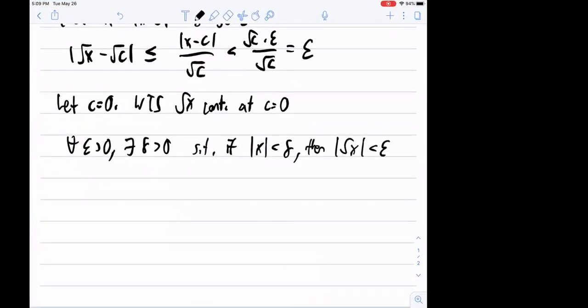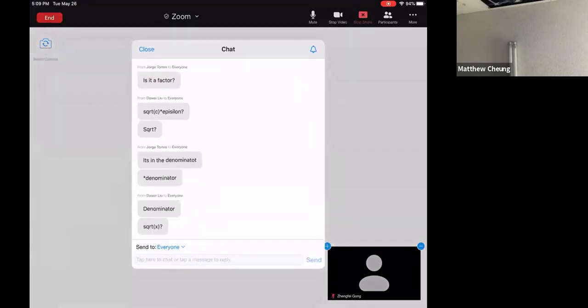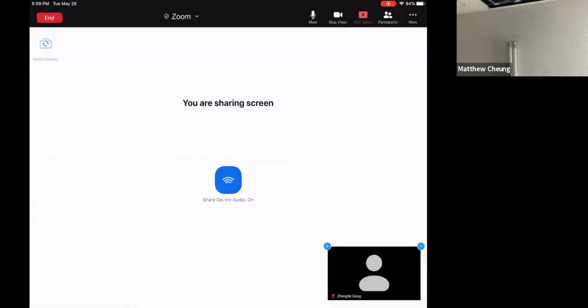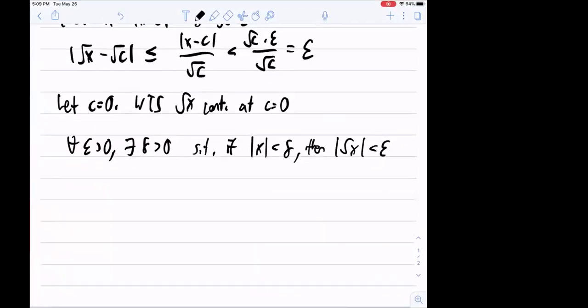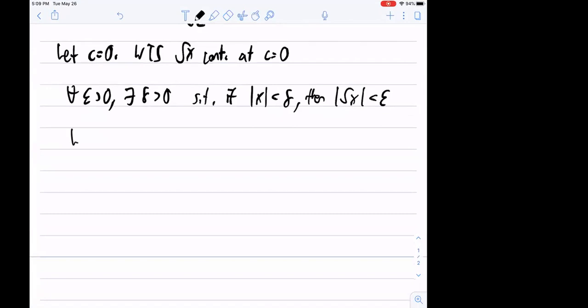I mean, delta should not depend on x. So there should be no x for my delta. Hopefully you meant square root epsilon, not square root x. So let's let delta equal square root epsilon.